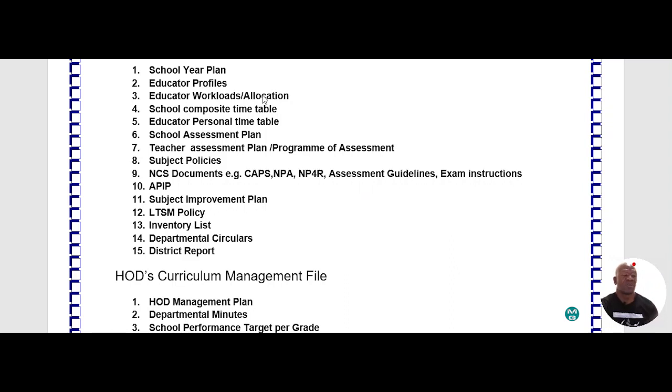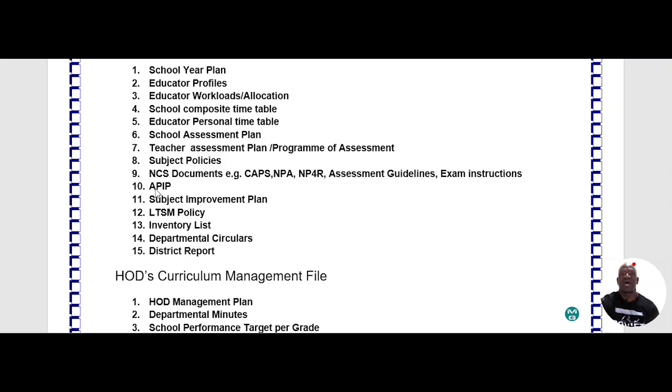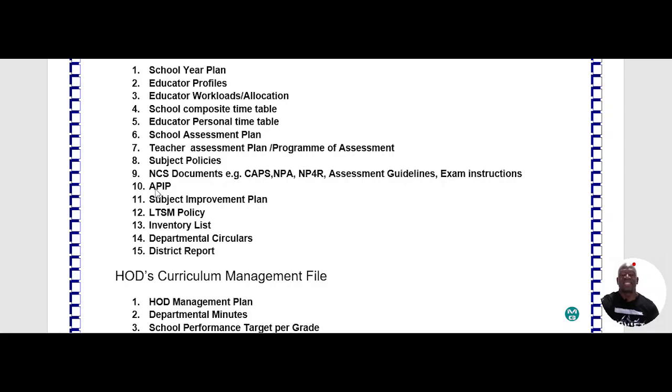Right, moving right along, the next one is the APIP. As you can see here, number 10, that is the APIP, the Academic Performance Improvement Plan. It is the one that speaks to the manner in which the entire school has planned to improve the performance of learners after having done all the analysis of how learners have performed in different subjects. So a copy of that should be contained in the HOD file in this section of the master file.